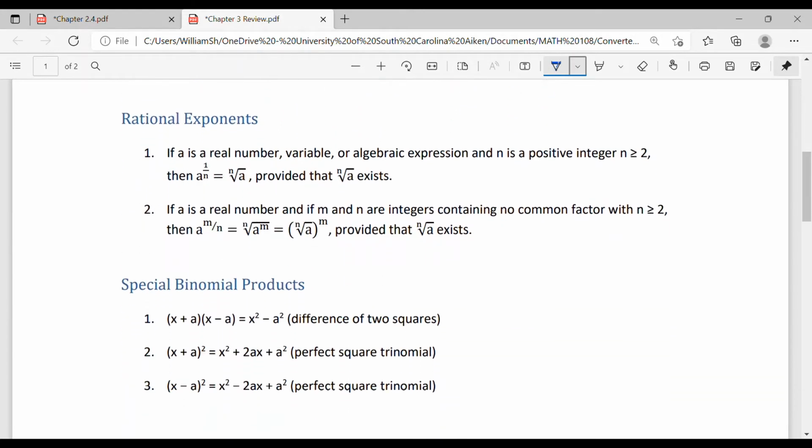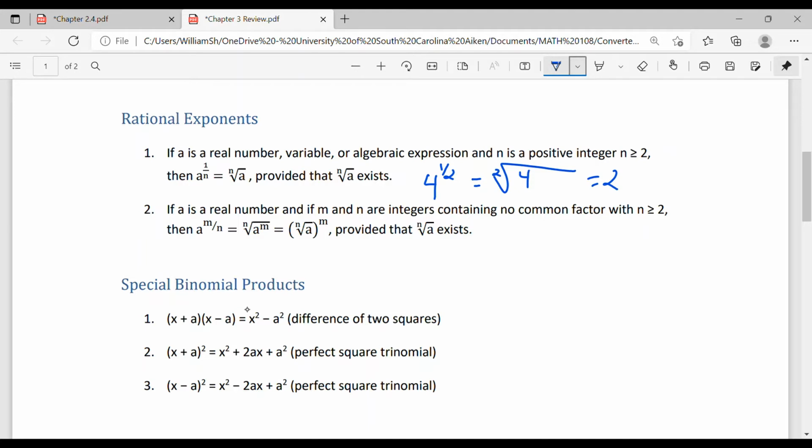Rational exponents. If a is a real number, variable, or an algebraic expression, and n is a positive integer, where n is greater than or equal to 2, then a to the 1 over n is the same thing as the nth root of a, provided that the nth root of a exists. Essentially what that means is if I ask you, what's 4 to the 1/2? You can rewrite that as simply the square root of 4, which is just 2, right? So it can work both ways. You can start here, go here. You can start here, go here. Solve it out, no problem.